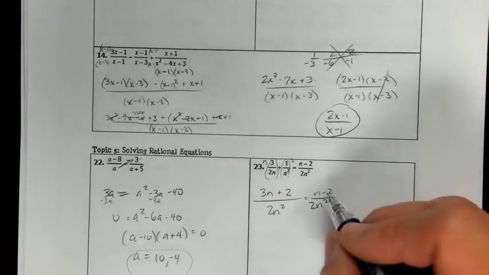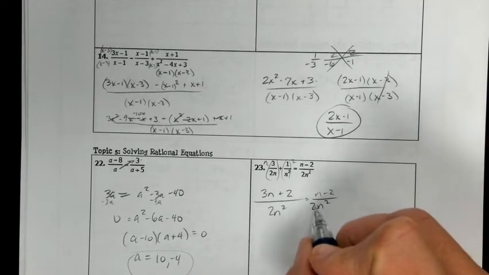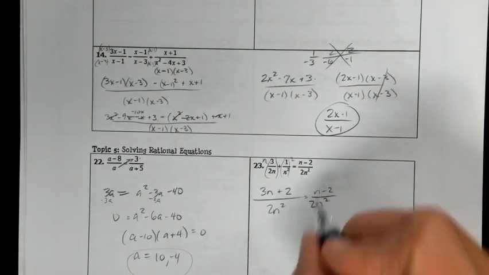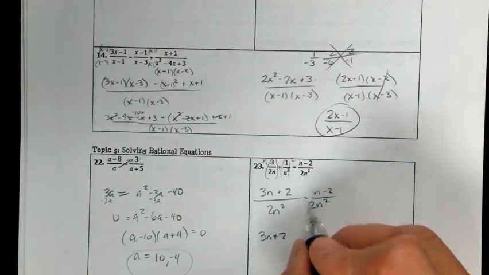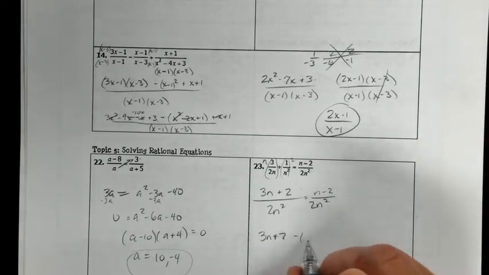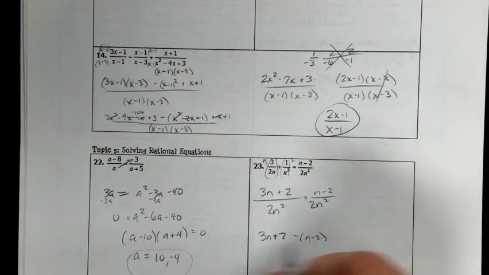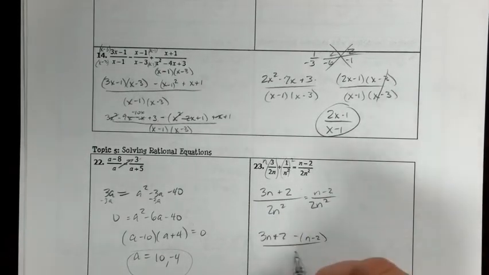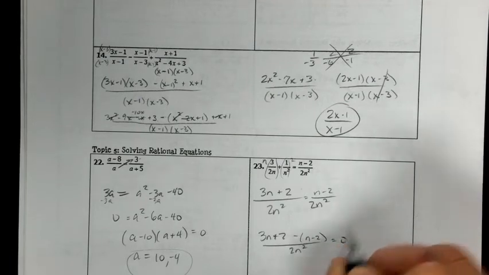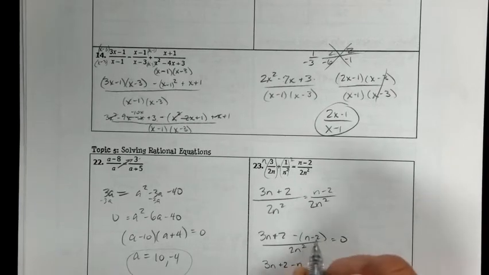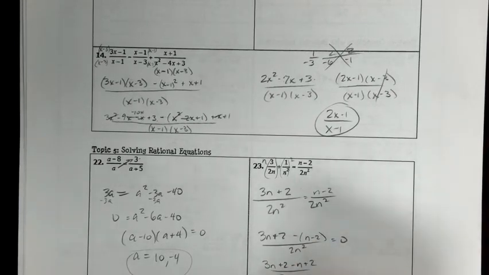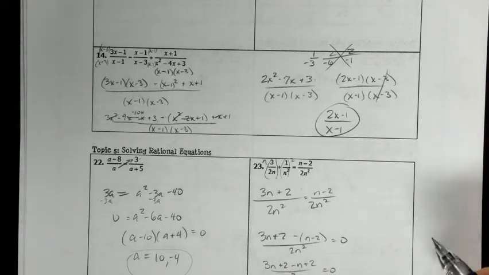Now what I'm going to do is I'm going to move this whole thing over to the other side. So let's subtract this entire piece. So it's going to become 3n plus 2. I'm going to do it a different way than I did number 22. So 3n plus 2 minus n minus 2. Right? I move that entire thing over 2n squared. That's equal to 0 now because I moved this puppy over. So now I've got 3n plus 2 minus n plus 2 over 2n squared is equal to 0.